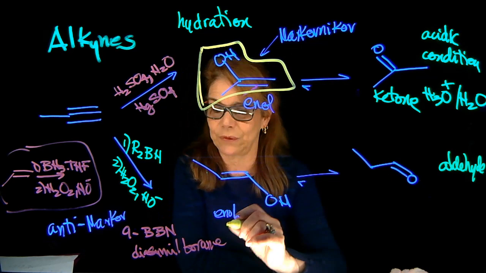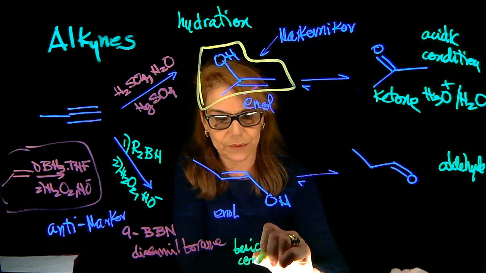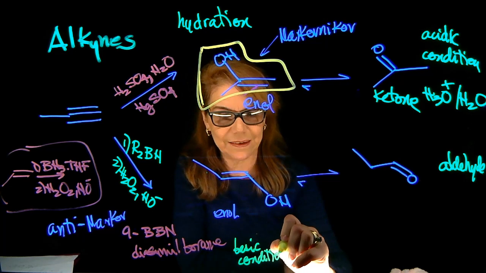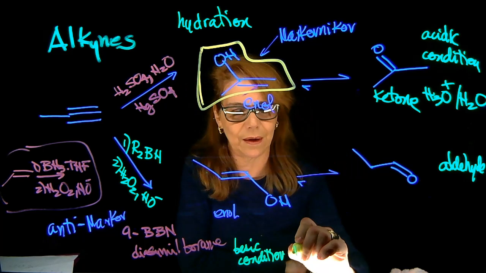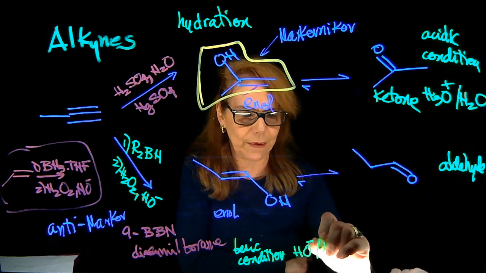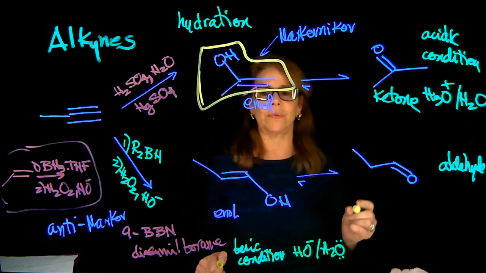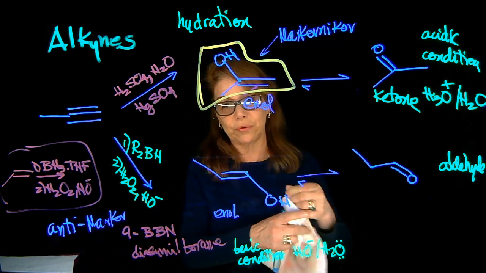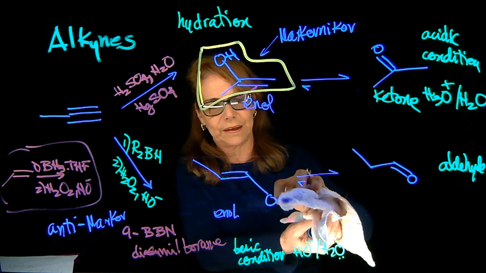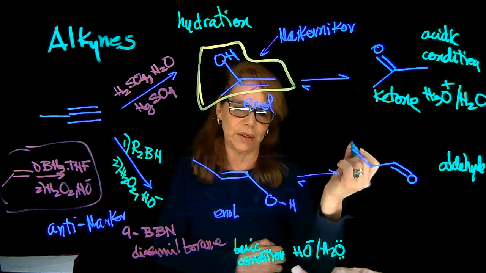Because you are under basic conditions, the tautomerization happens in a different fashion. What you have is OH and water. And that is important to remember. What do we have in the medium? So if we have OH as base, the first reaction that is going to happen in the tautomerization step is actually acid-base.